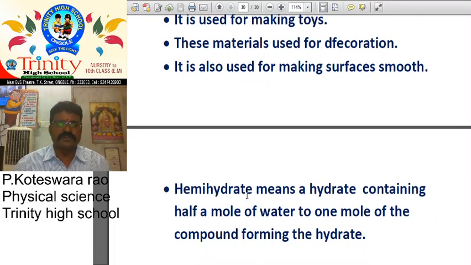Hemihydrate. Once again, here is one more important point. Hemi means consisting of a little bit of. Hemihydrate means a hydrate containing half a molecule of water to 1 mole of the compound forming the hydrate. 1 mole of the compound consisting of half mole of water is called hemihydrate. Hemi of hydrate water, H2O. Where does it have H2O? Plaster of Paris.